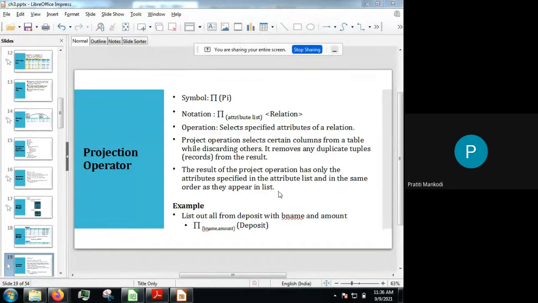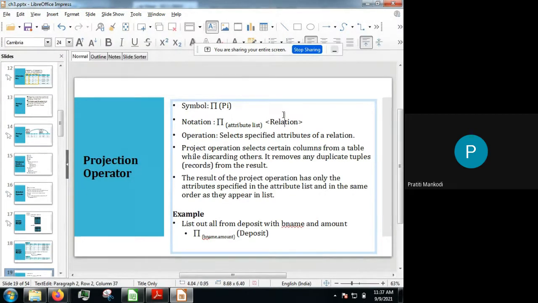The result of the projection operator has only the attributes specified in the attribute list and in the same order as they appear in the list. If you are projecting first account number and name in this query, account number, comma, name from relation, it is going to give you the output as account number and name. If your projection list is select name, account number from the relation, the projection will be first name and then account number. Is it clear? Got it?